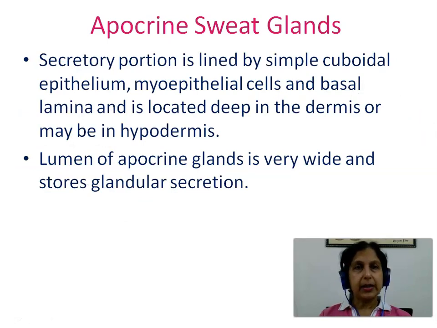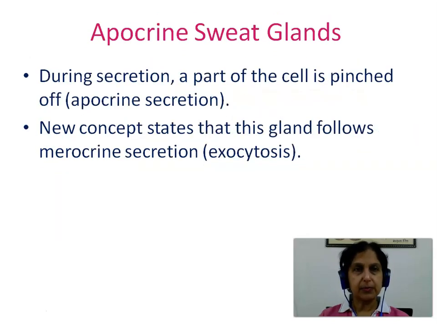The secretory portion of the apocrine sweat gland is lined by simple cuboidal epithelium, myoepithelial cells, and the basal lamina, and is located deep in the dermis, or may also be located at times in the hypodermis. The lumen of the apocrine glands is very wide and stores the glandular secretions. During secretion, a part of the cell is pinched off, and that is apocrine secretion. There is a new concept which states that this gland follows neurocrine secretion, that is secretion by exocytosis.